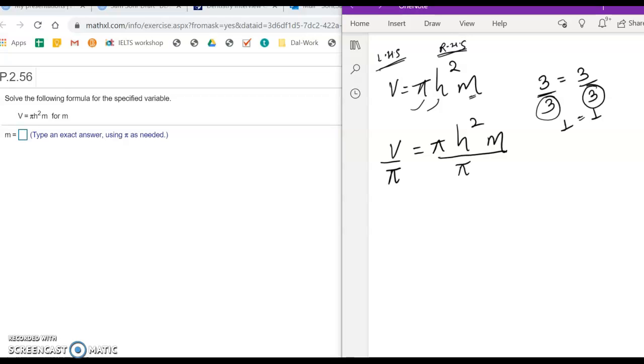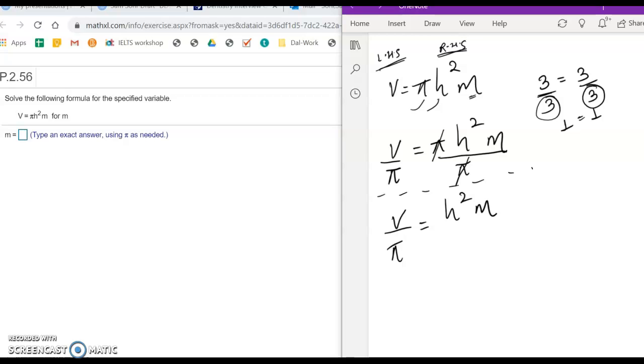So what I did is I divided both sides by pi. Now here it will become V divided by pi, but over here it is pi divided by pi, so we can cancel these out. Numerator and denominator, if it's the same variable, you can cancel it out. So what we are left with now is V upon pi equals h square m, because now the pi is gone. Hope it makes sense until this step.